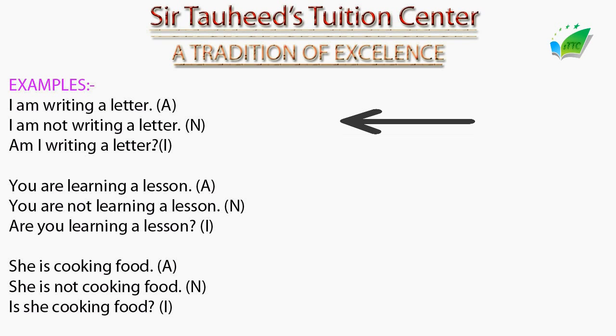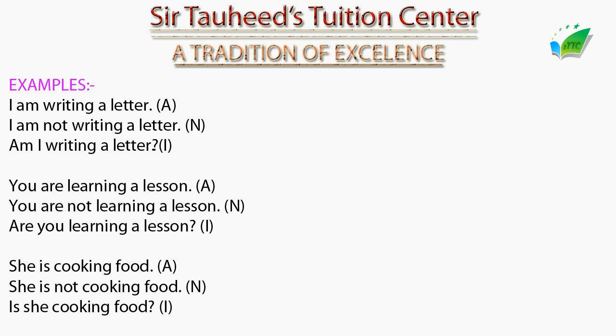And if we want to make its interrogative sentence, then we'll have to use am in the beginning. In the first place we will use am, and in the second place we'll use the subject I. Am I writing a letter? Other things remain the same, and the sentence has become: am I writing a letter? And also we have to put a question mark after the sentence to make it a proper interrogative sentence.